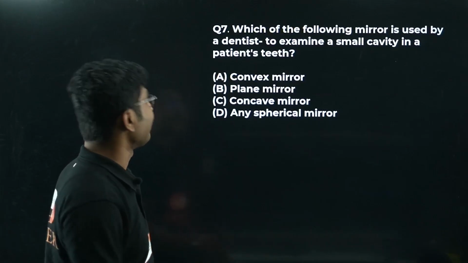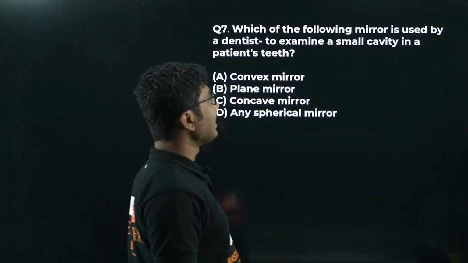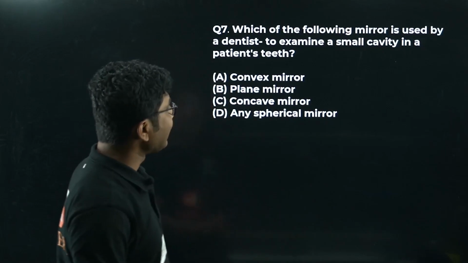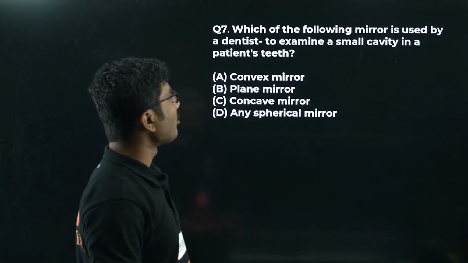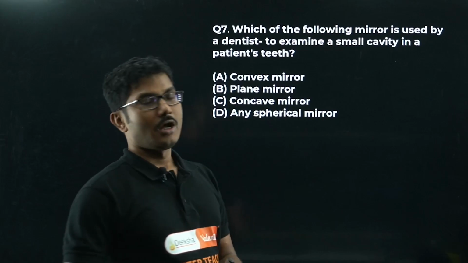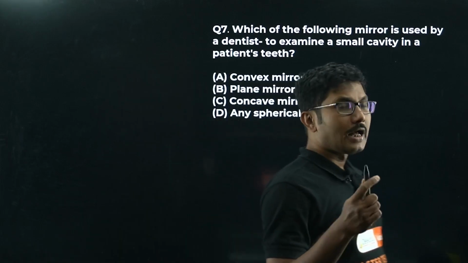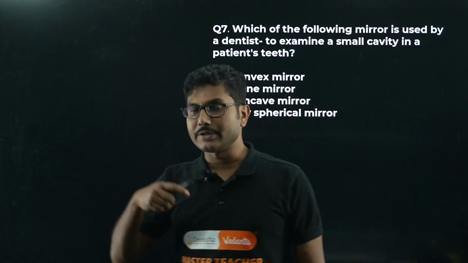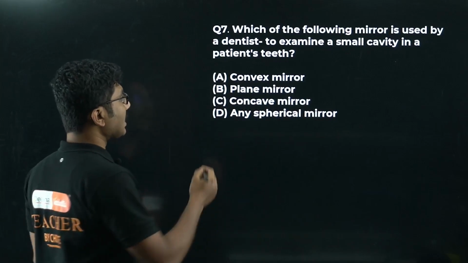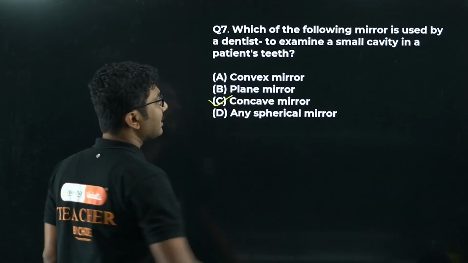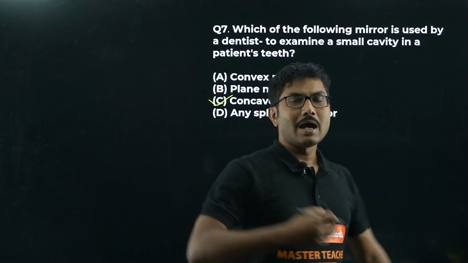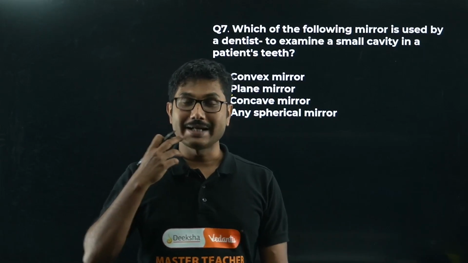Next question, number 7. Which of the following mirrors is used by a dentist to examine a small cavity in a patient's teeth? So if you have visited any dentist, they will examine your teeth using a special type of mirror, which is a concave mirror. Okay, why concave mirror? Because a concave mirror can magnify the images and it can also reflect.